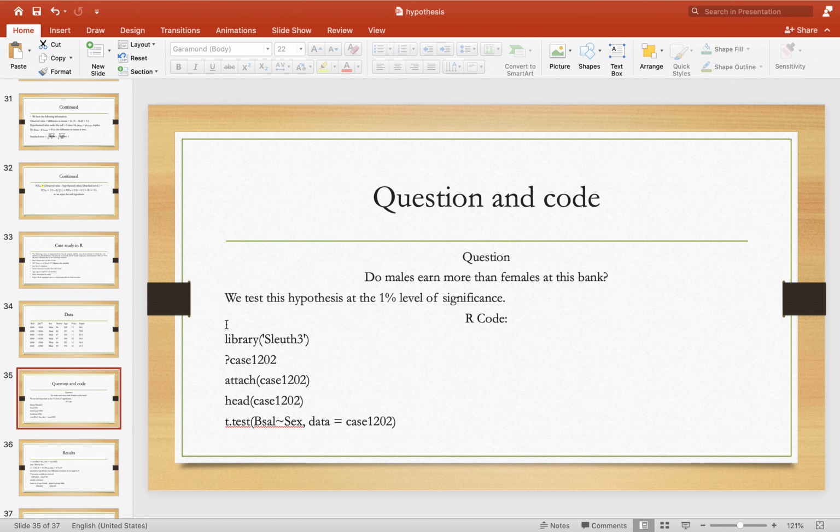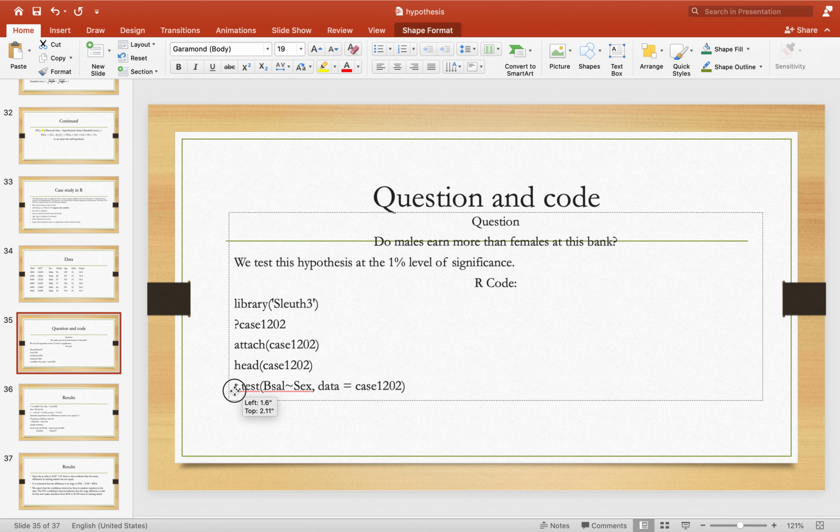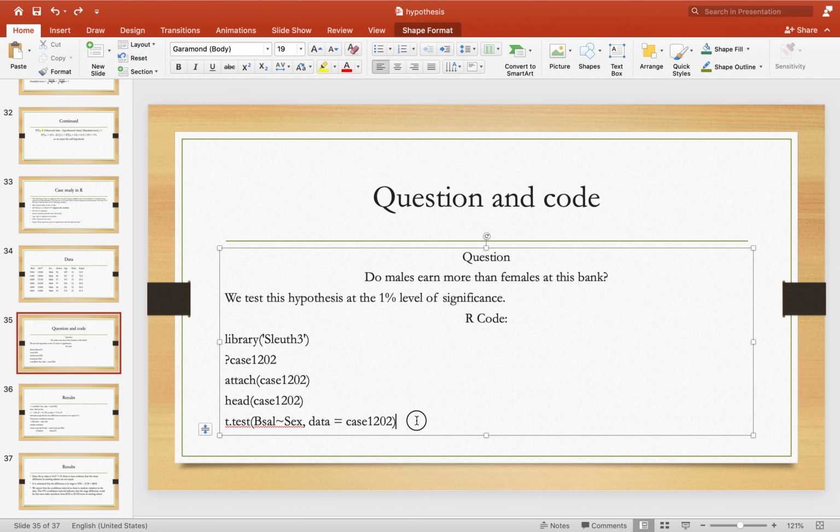So here's our question. Do males earn more than females at this bank? And test this hypothesis at the 1% level of significance. So the null hypothesis is that the mean wage of males is equal to the mean wage of females. The alternative is that men earn more than women. So we're going to test this, okay? And when I test this, the command in R is just t.test. I apologize there. Is just this command right here, and it's going to test starting salaries according to the two groups of sex, males versus females.